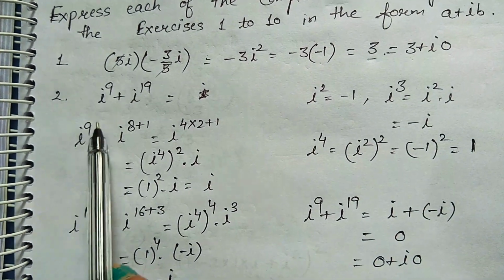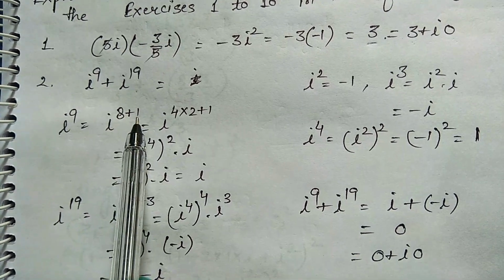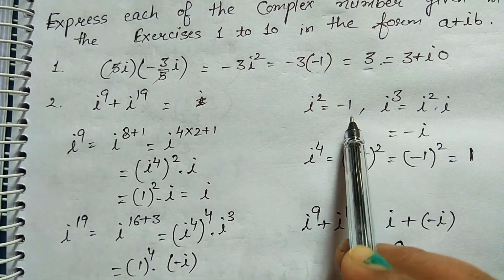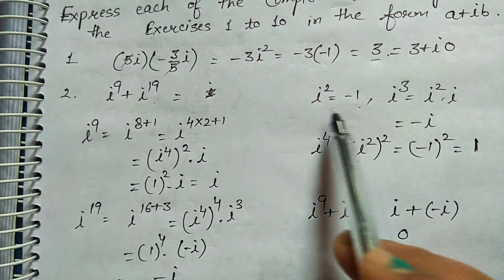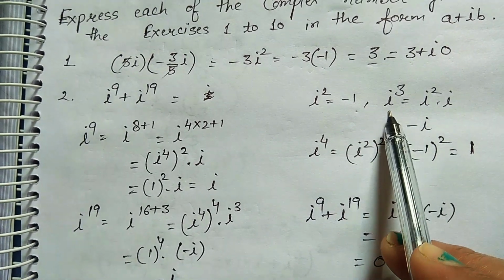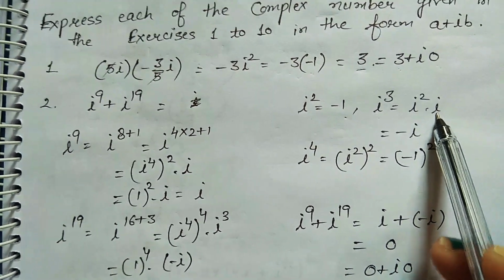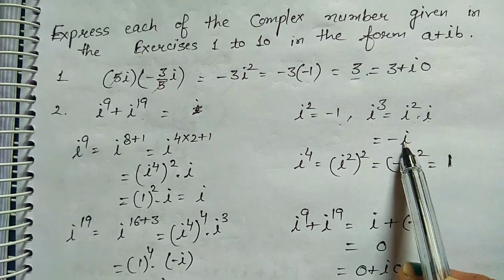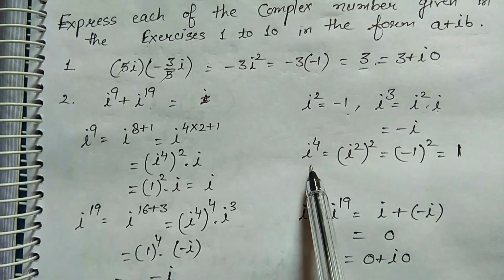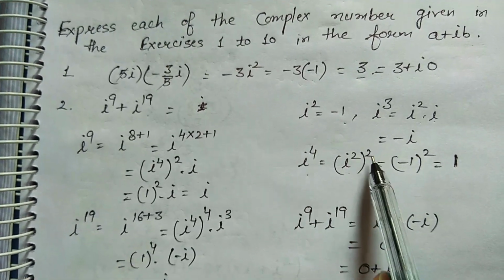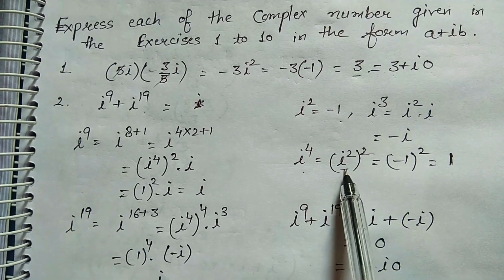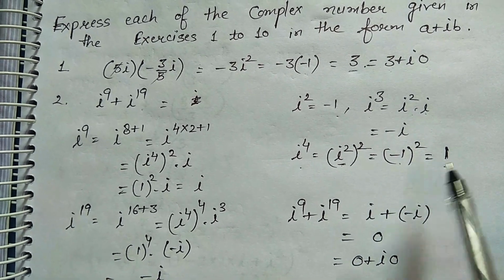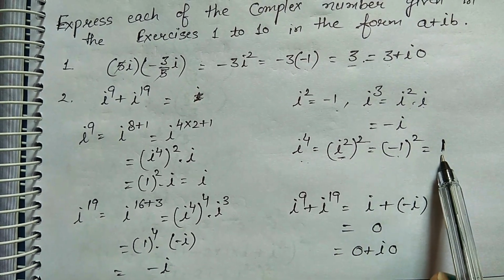Now iota power 9 is iota power 8 plus 1. Why are we writing 8 plus 1? Look here. We know that iota square is minus 1. Iota cube we can write as iota square into iota. What is iota square? Minus 1. Minus 1 into iota is minus iota. Same, iota power 4 is iota square whole square. What is the value of iota square? Minus 1. Minus 1 square is plus 1. So iota power 4 is 1.